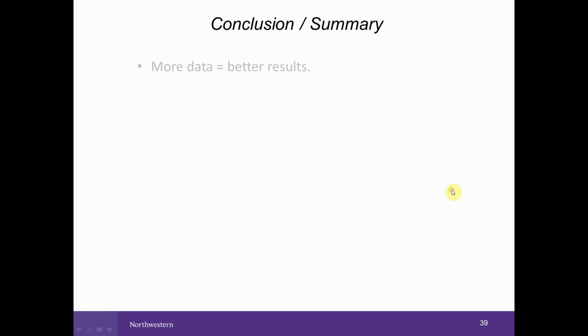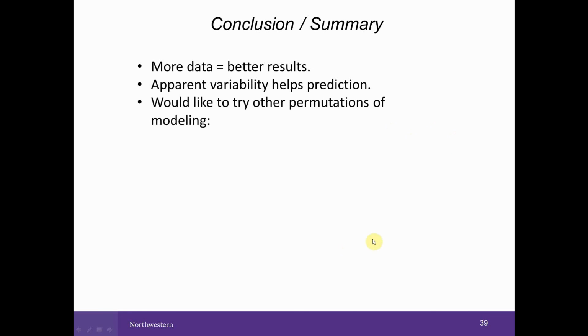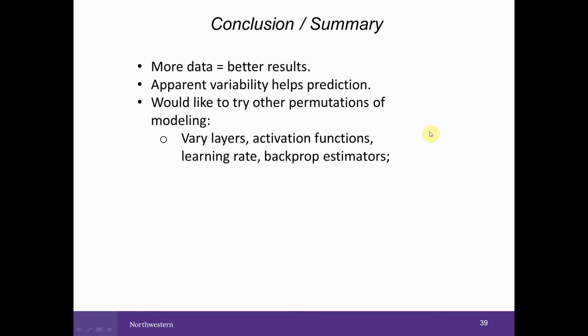So in conclusion and summary, in general, more data gives better results. We pretty much knew that though with convolutional neural nets. I still suspect that the variability in my data here, even with the eyeballs being off in the corners and all that stuff, really does help in the generalization of predicting. It helps prevent overfitting, focusing on, is it only in the nose, only in the center, that kind of thing. If I had time, I'd like to try a couple other permutations of the modeling process.